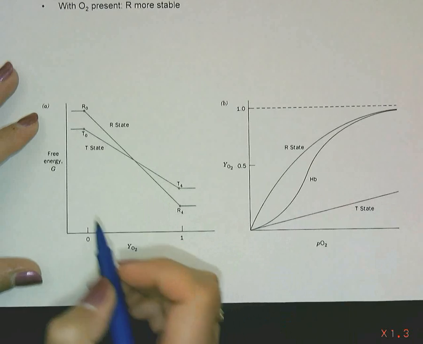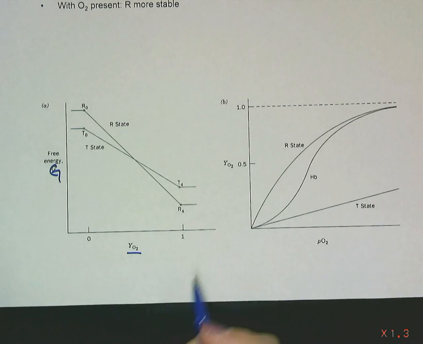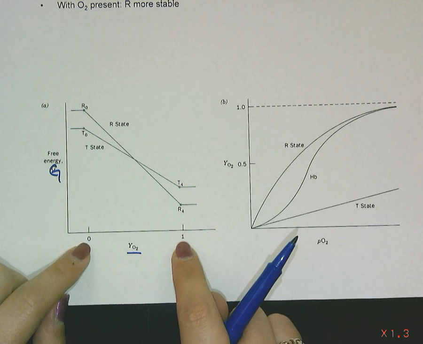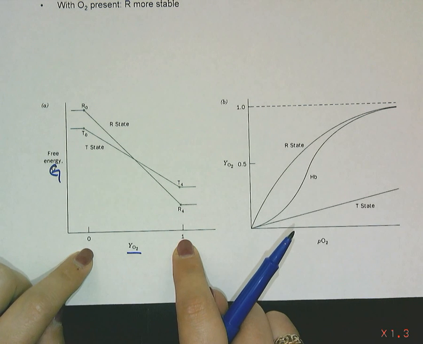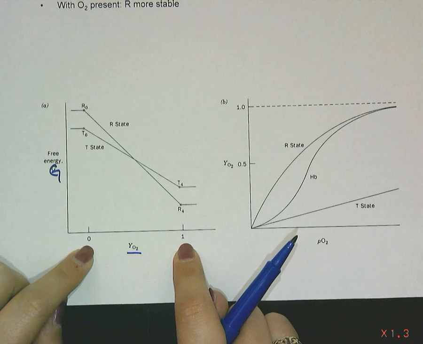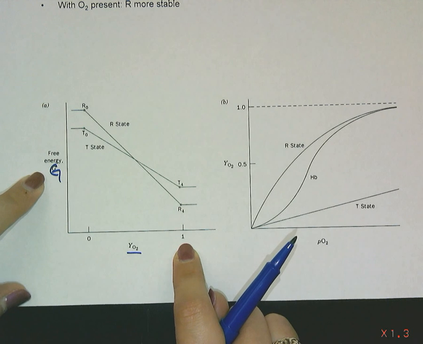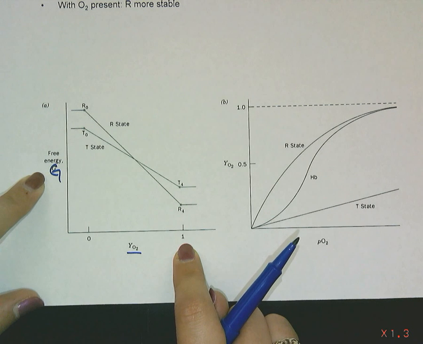So if I look, here's my free energy. This is big G. And this is YO2. What's YO2? Right, the likelihood of it binding, it's related to big K. It's only between 0 and 1, where 0 is none bound and 1 is all bound. Okay? So, free energy, if you are in low energy, you are more stable. Sounds familiar, right? High energy is less stable.